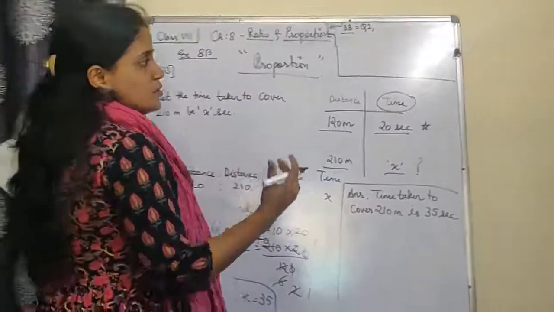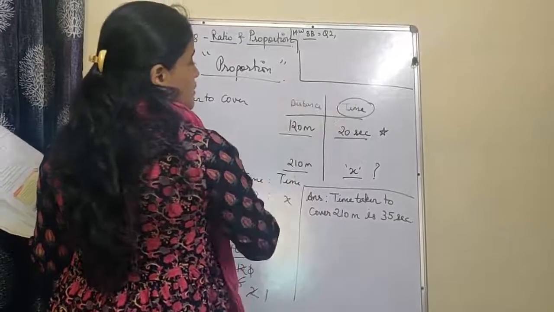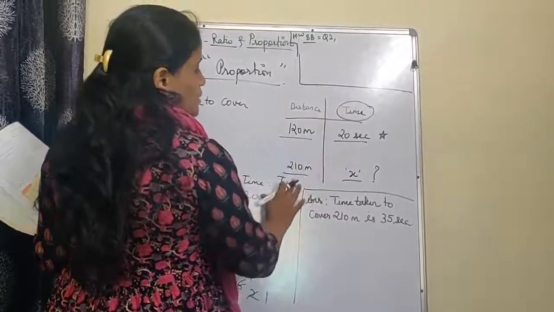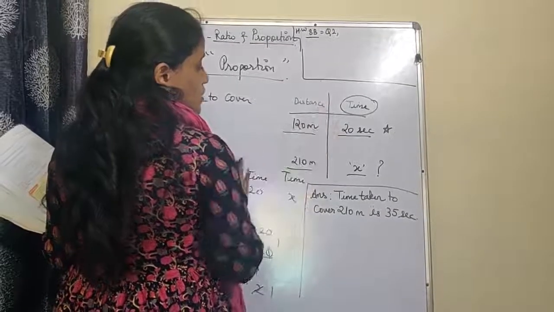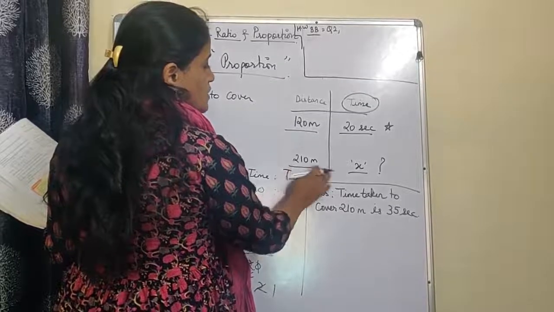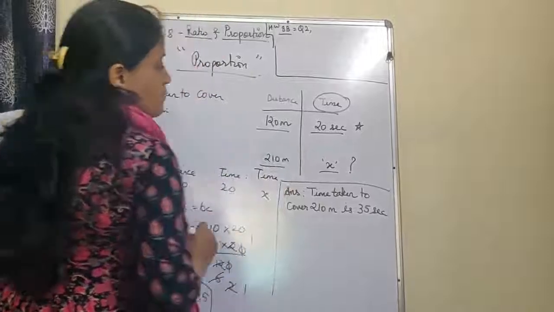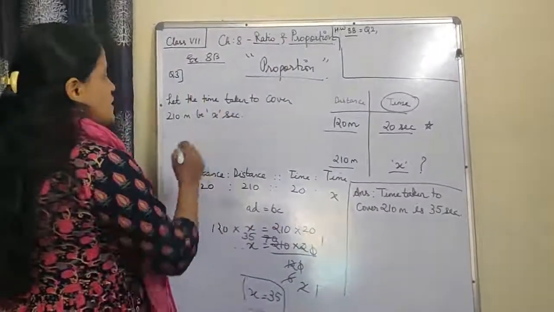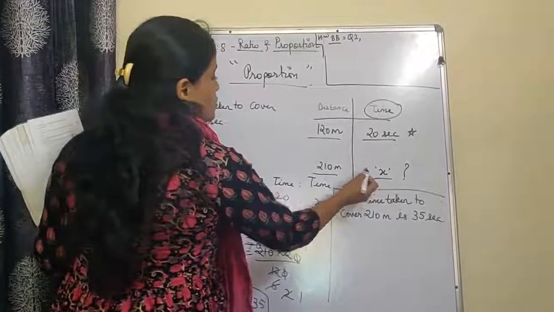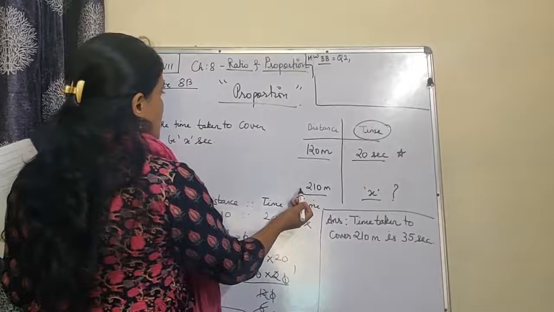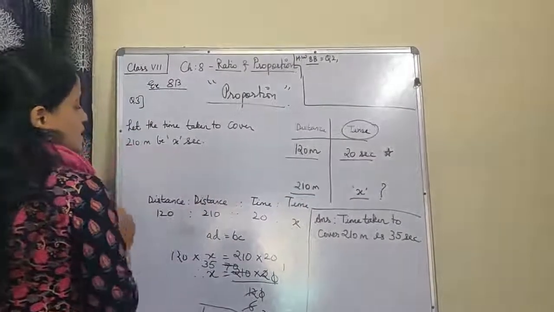Whatever question is asked, that will come as the heading of the right hand side corner, and the other heading will be this. Then you have to fill up the information. See, the information is given: Rohit covers this much distance in this much time. So if he has to cover this much distance, how much time will he require? Let the time be x. Your statement will be framed in such a way that your answer should be x. Let time taken to cover 210 meters be x seconds.